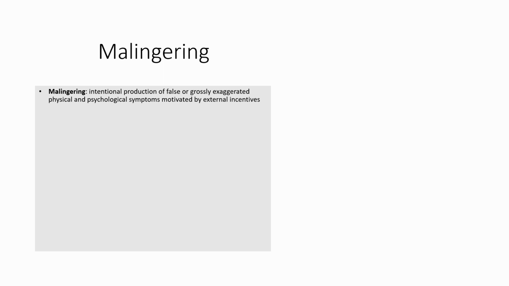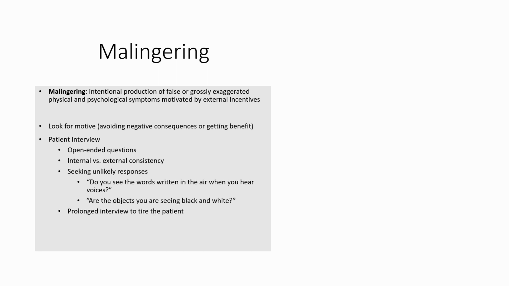Malingering is when a patient intentionally exaggerates or fakes symptoms for secondary gain. It is important to identify a motive. When suspecting malingering, ask open-ended questions and look for both internal and external consistency. Ask about unlikely hallucinations, such as, do you see the words written in the air when you hear the voices, or are the objects you see in black and white?